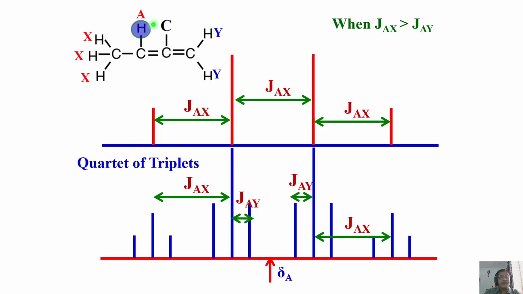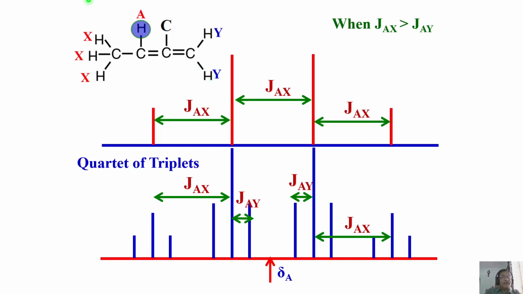Remember, this coupling is larger. Now, of course, I have to worry about this coupling. This coupling is larger than this coupling. AY is larger than XY. In which situation what happens? This will first become a doublet because of this large coupling, and each line of the doublet will split into quartets. It is called a doublet of quartets. Remember, it is called a doublet of quartets.